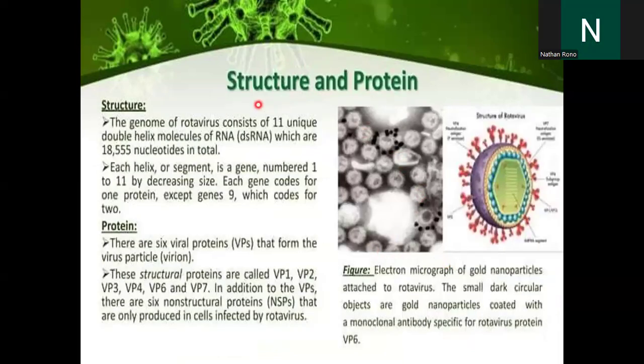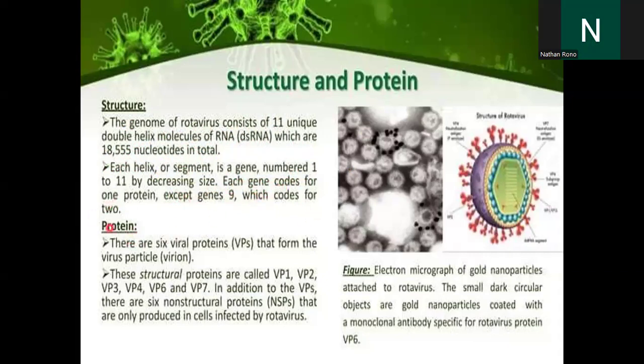We go to the structure and protein. For the structure, we said it looks like a wheel. Can you see here? Here are the rotaviruses seen on electron microscopy. The genome of rotavirus consists of 11 unique double helix molecules of RNA. As we said, it's double-stranded RNA, which is 18,555 nucleotides in total. This is not that important, but it's just good to know. Each helix or segment is a gene numbered 1 to 11 by decreasing size. Each gene codes for one protein except gene 9, which codes for 2. Okay, this is good to know.